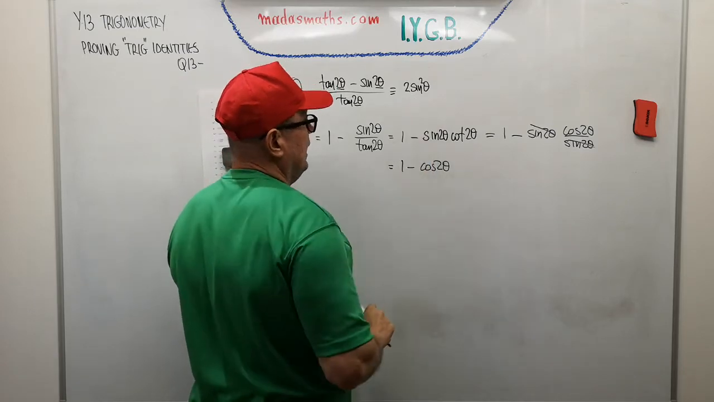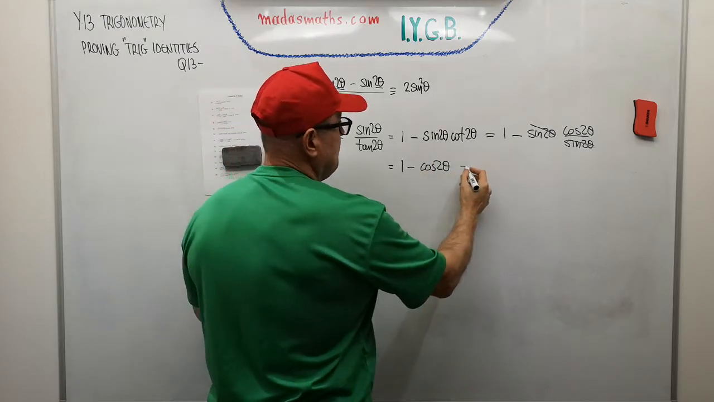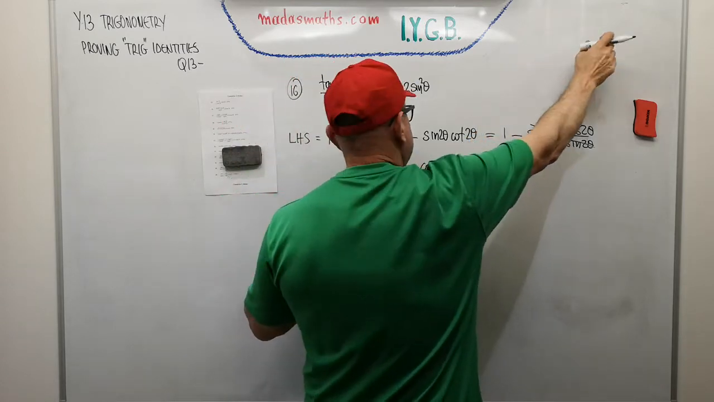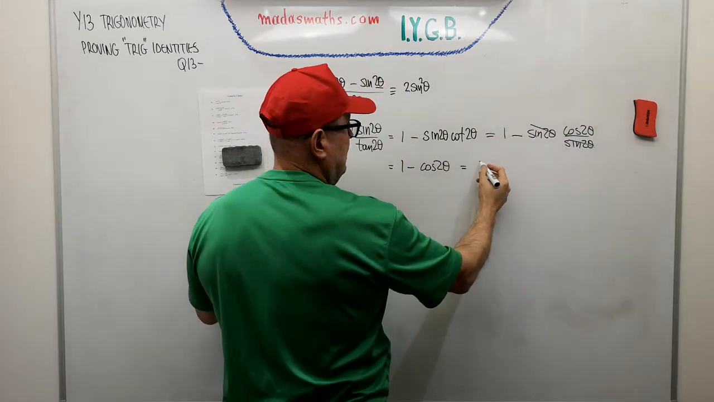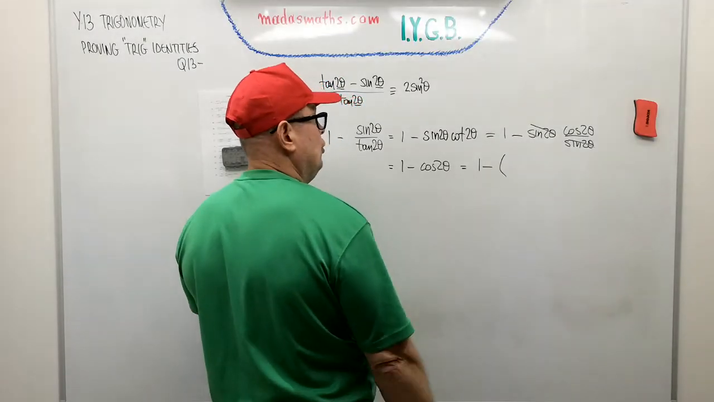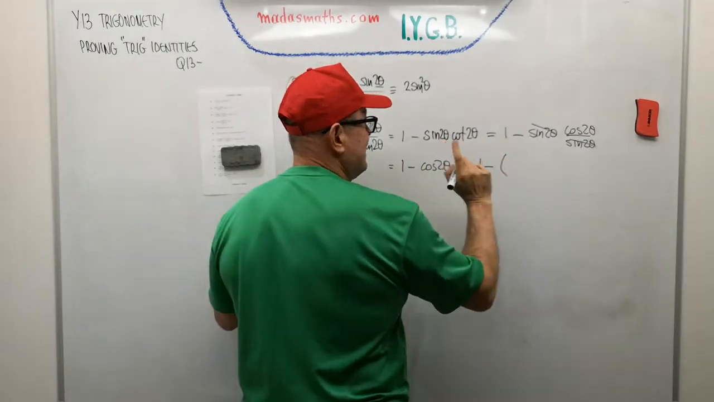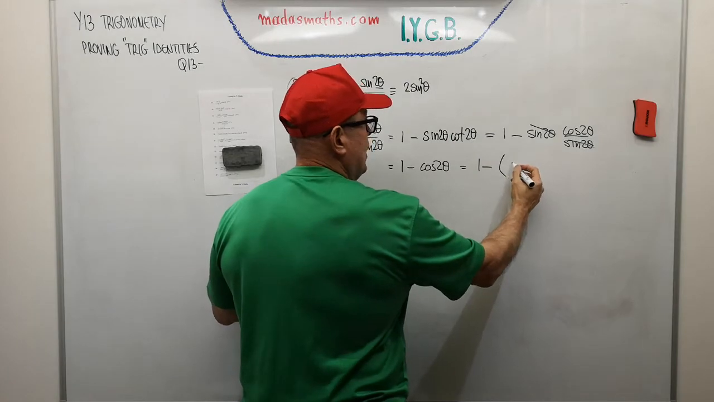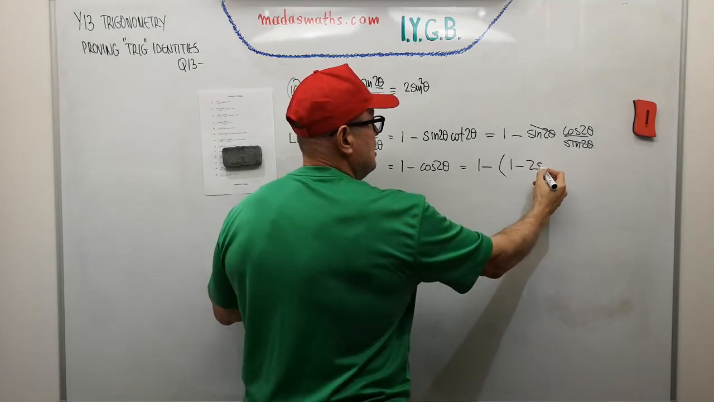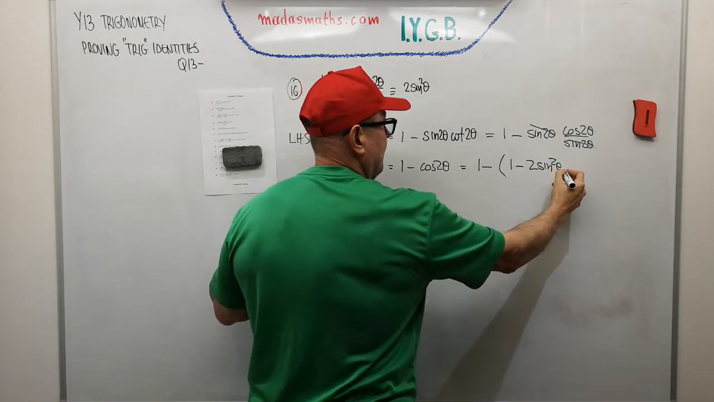And this is my target. How do I get to my target? Very, very easily. I just rub off the identity I had up there for the cos of 2 theta. This is an identity which you need to know by heart. The cos of 2 theta has 3 versions, and I'm going to use the sine only version, which says 1 minus 2 sine squared theta.